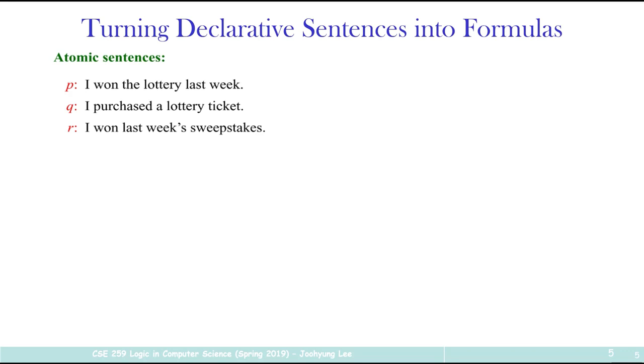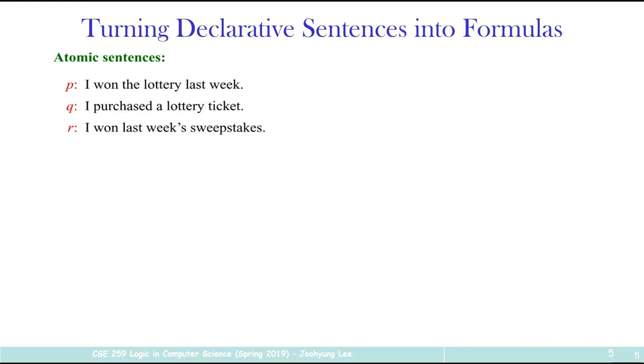So an atomic sentence is the smallest unit that you can assign truth values, either true or false. Here I have some examples. P is an atomic sentence that represents "I won the lottery last week." It can be either true or false. Let's assume that this is the smallest unit to which we can assign a truth value.